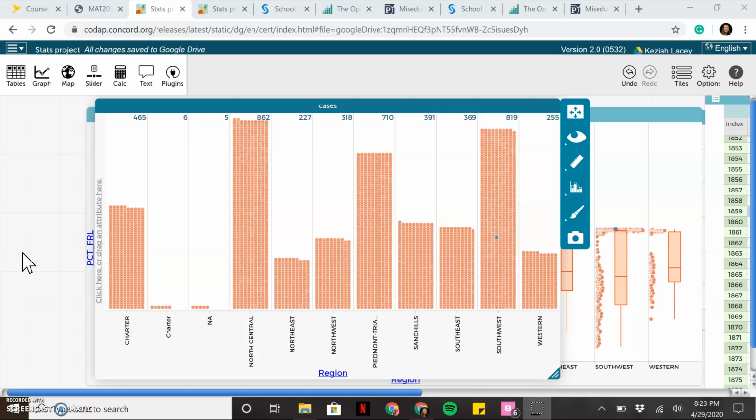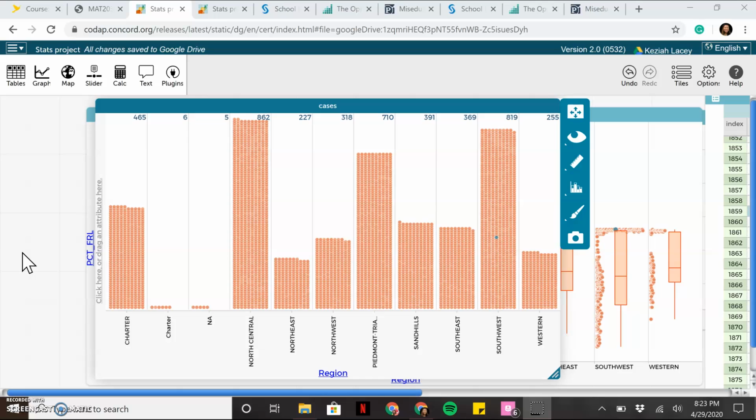Okay, so I have decided to look at the percentages of the free and reduced lunch rates across the regions of North Carolina in the school districts. So, my statistics question for this project was, what is statistically different between the North Central region and the Southwest region in regards to their free and reduced lunch percentages?